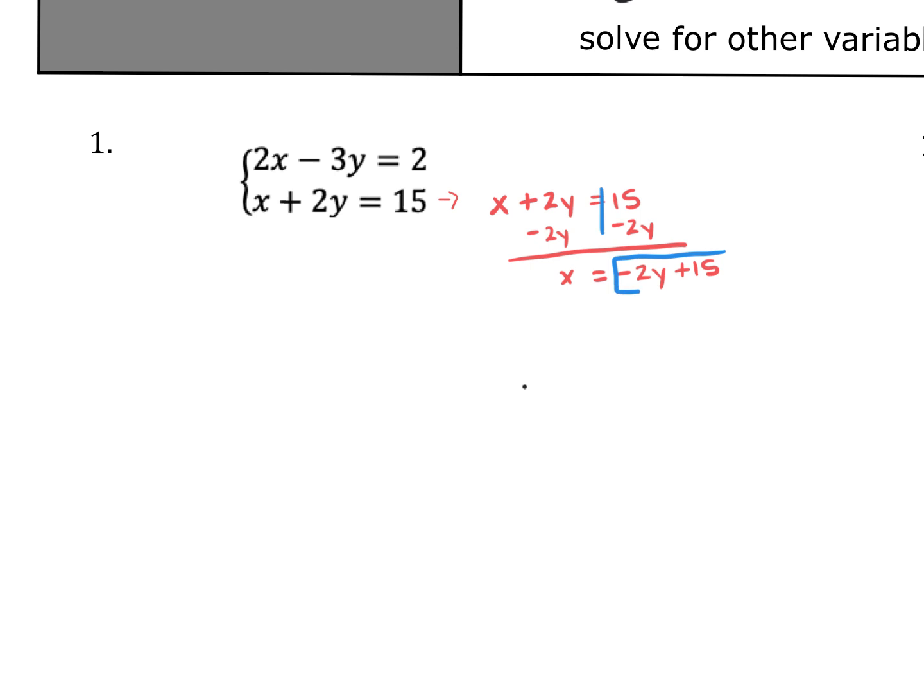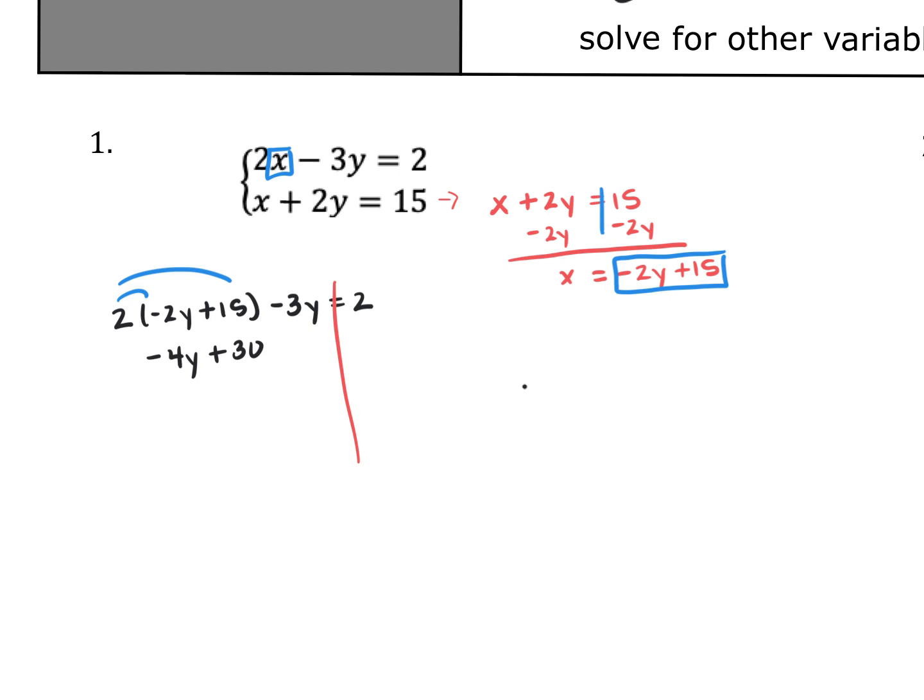So now we can take everything that x equals, and we can go to the other equation, the one on top, and I'm going to stick that right where my x is because it's what my x equals. So now I'm going to rewrite my top equation. I'm going to start with my 2, and instead of writing x, I'm going to say negative 2y plus 15, minus 3y equals 2. So I'm just following it all the way through. And now we're going to solve just like we did on the last assignment. I have a 2 outside of my parentheses, so I have to distribute. 2 times negative 2y is going to give me a negative 4y. I'm going to take 2 times 15, and that's going to give me a positive 30.